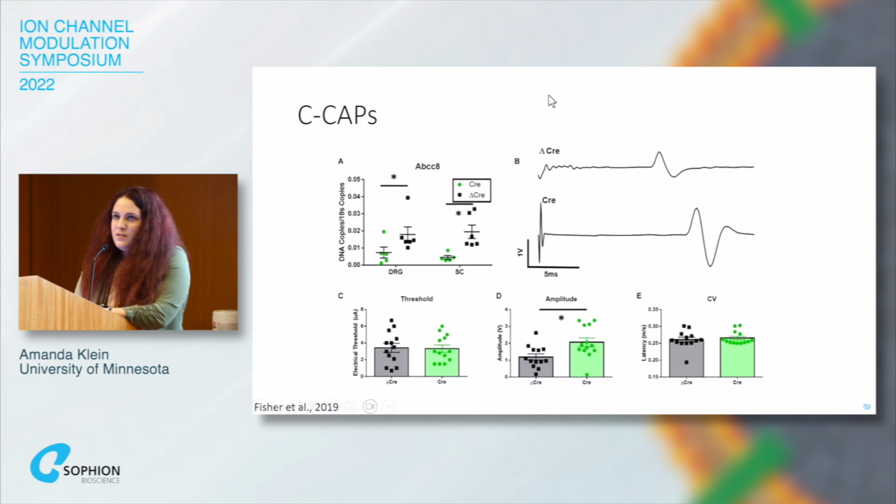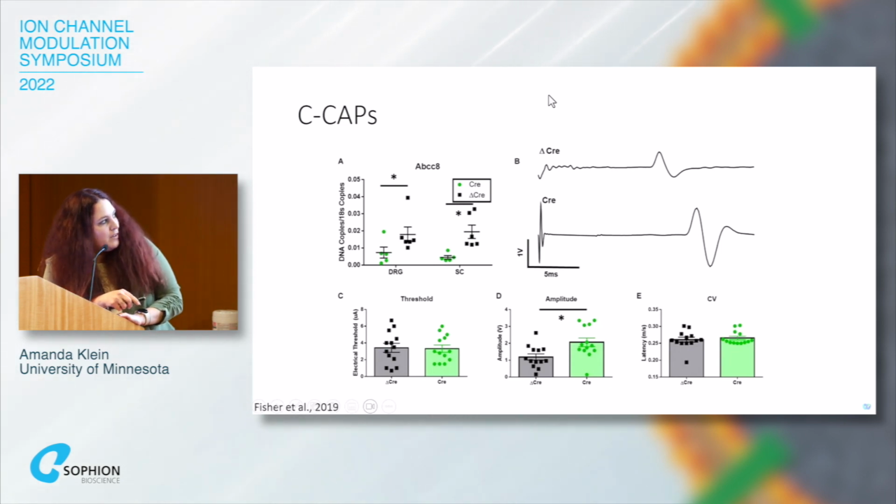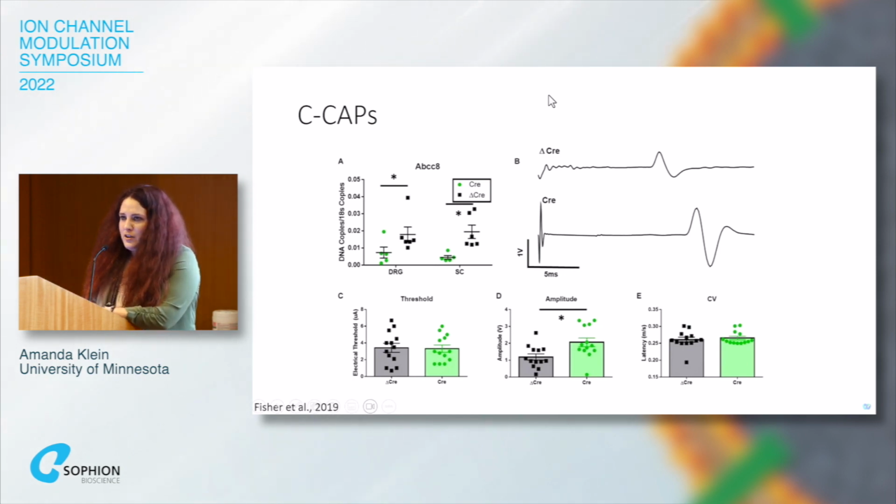And so using these C-fiber compound action potential recordings, we largely didn't see a lot of changes in either the threshold to induce compound action potentials or the conduction velocity, but we did see a small increase in amplitude in the active and the Cre animals. So animals that have loss of SIR1 largely have their C-fiber conductances kept intact.